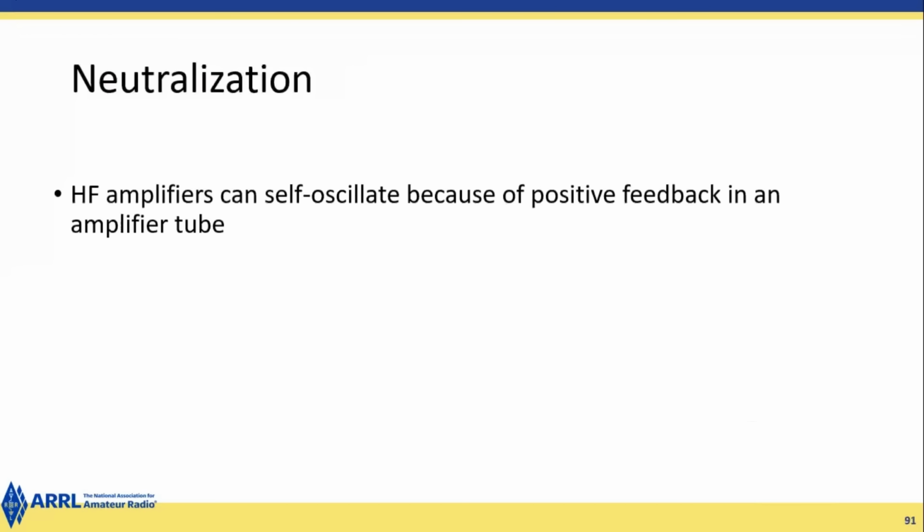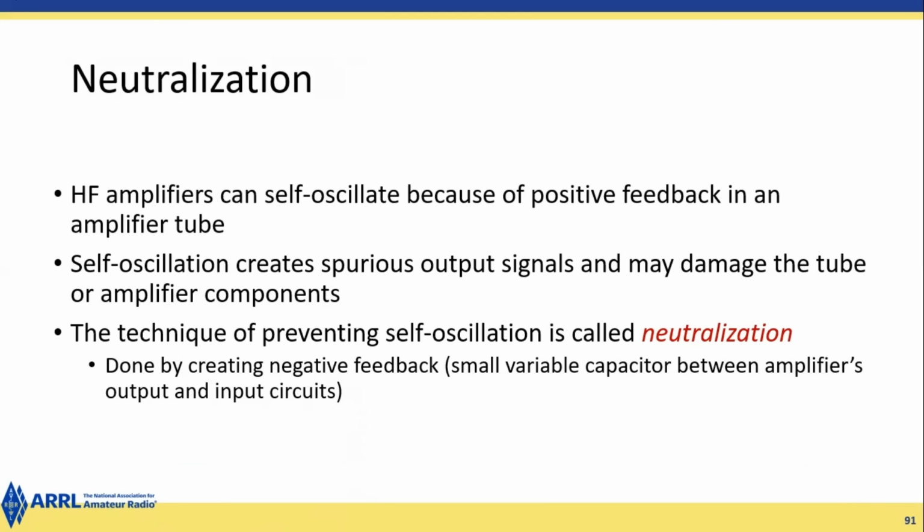So, neutralization. HF amplifiers can self-oscillate because of positive feedback in an amplifier tube. Self-oscillation creates spurs, outputs. You may damage the tube or even the amplifier components. So the technique to prevent this is called neutralization, and it's done by creating a negative feedback, sometimes a small capacitor between the amplifier output and the input circuits. And that's usually built into your amplifier, they've taken care of that. But if you're building your own, that's an important circuit you need to have in there.